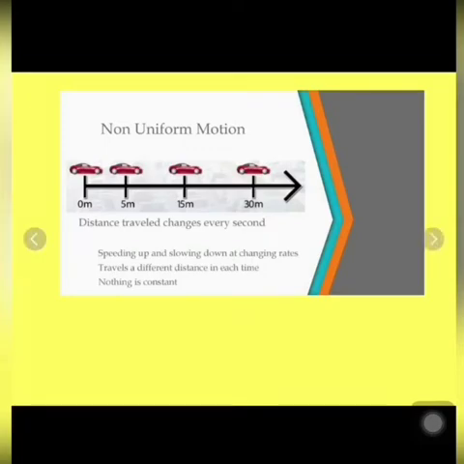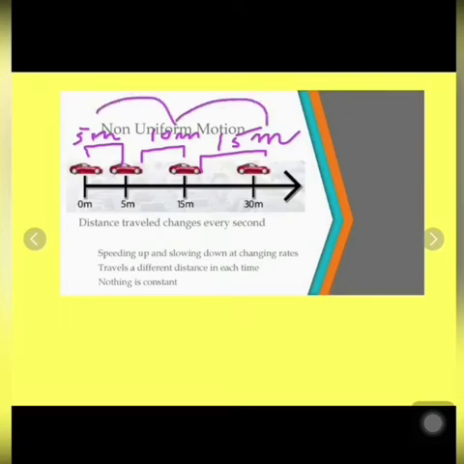Now consider this example. Here the car is covering unequal distances in equal intervals of time. Here you can see in the first second it is covering 5 meters, in the next second it is covering 10 meters, again in the next second it is covering 15 meters. So from here it is clear that this car is in non-uniform motion because this car is covering unequal distances in equal intervals of time.